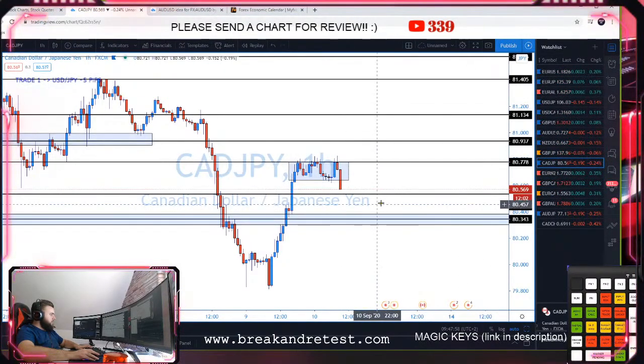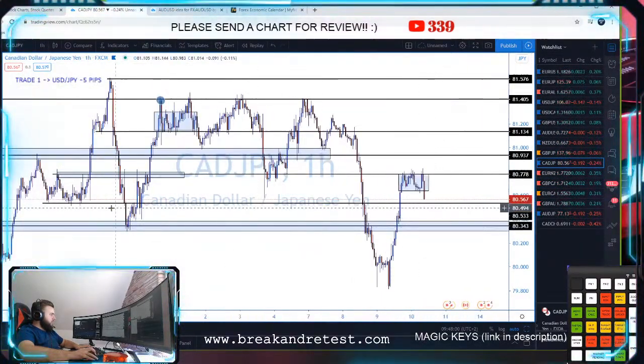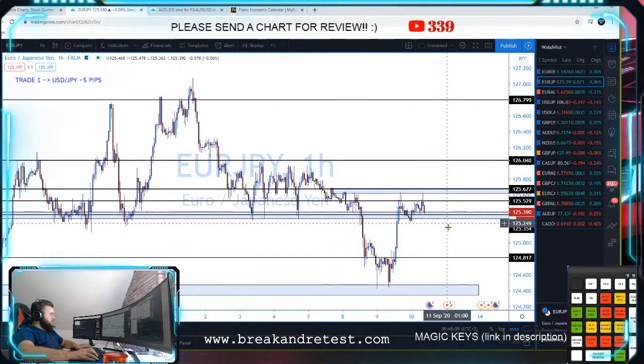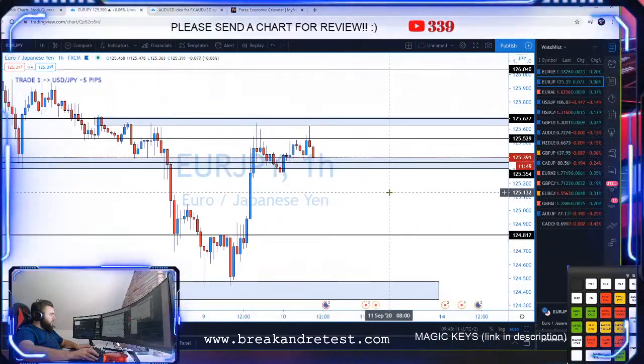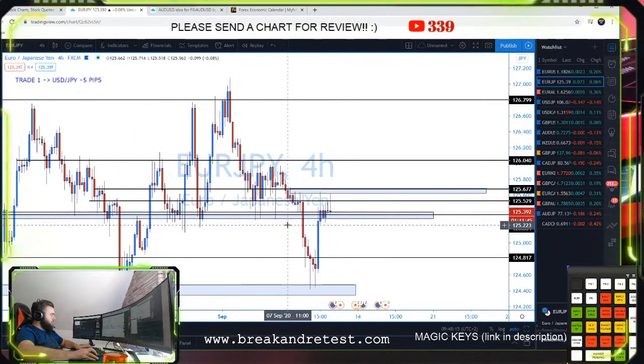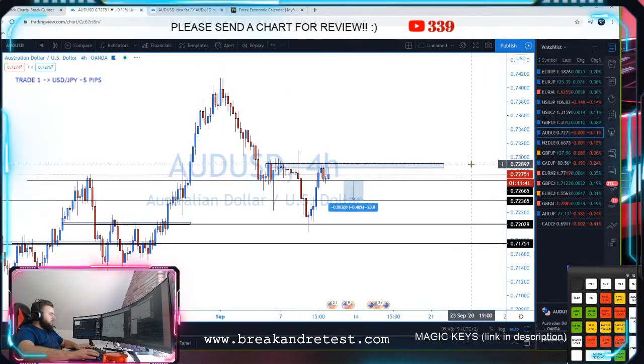So CAD JPY is breaking, but like we said, next support is right here. Can't risk it. What about Euro JPY? Not good yet. Needs to come and close below this 4-hour support. That would be a good confirmation.